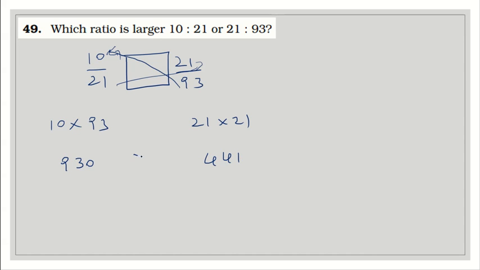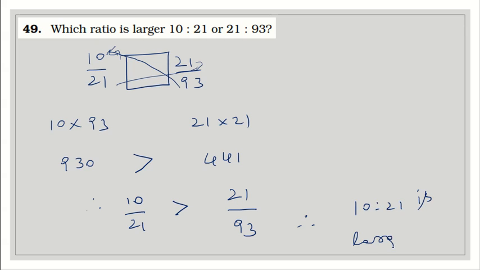Amongst them, which is greater? 930 is greater. That means I say 10 by 21 is greater, that is, the left side fraction is greater than the right side fraction. So 10 is to 21 is larger. So we compare like this. Okay, ratio comparison is just like fraction comparison. We have learnt already how to compare fractions in our fractions chapter.